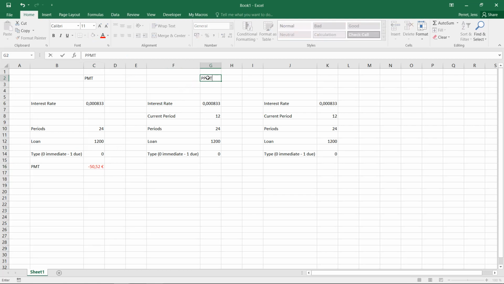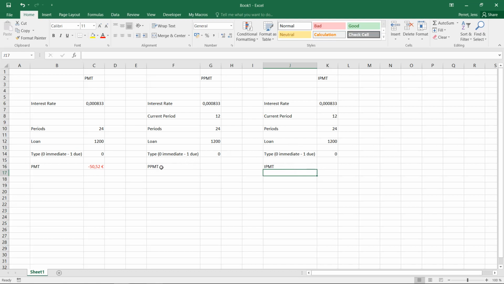Here we're going to use the Ppmt function and the Ipmt function. The Ppmt function tells me about the principal component of the annuity, meaning this here is how much of this money is actually used to pay back the loan, while the Ipmt tells me how much interest I have to pay in the corresponding period.